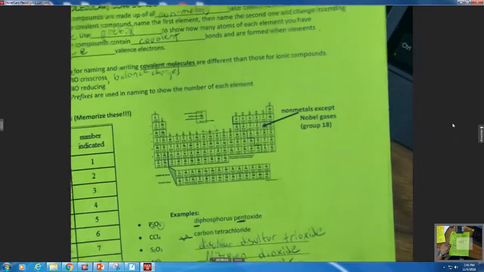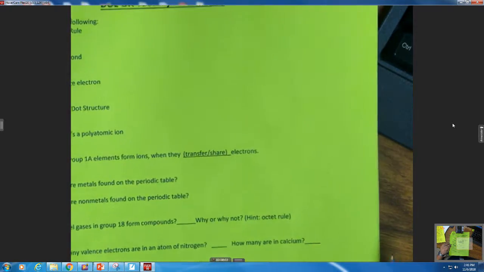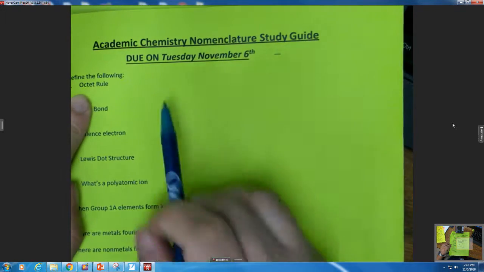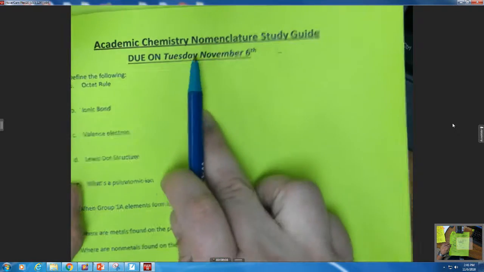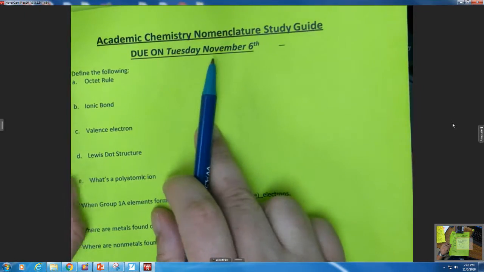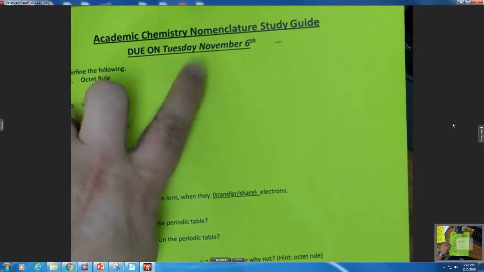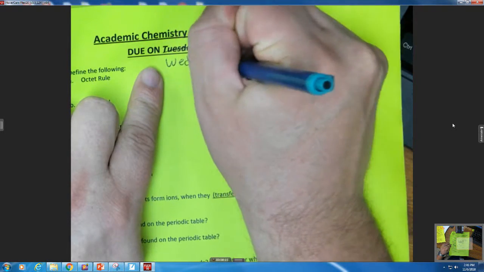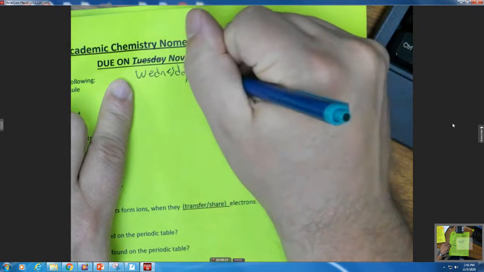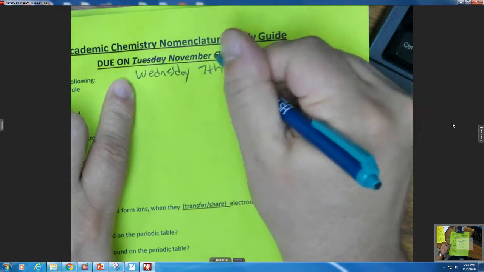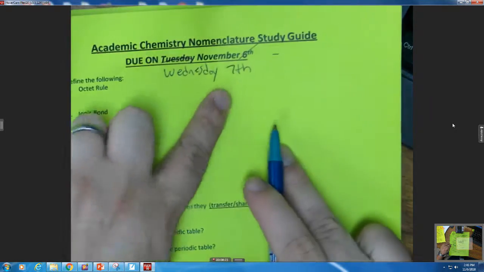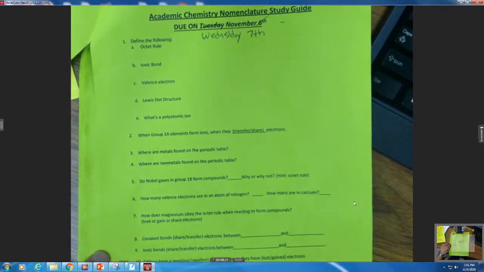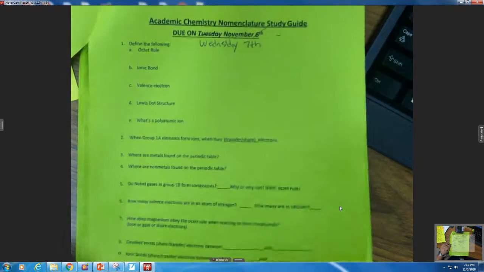All right, so just a reminder again, the test coming up is on Wednesday. This review says it's due today, Tuesday, but since I was out yesterday and I know a lot of you missed the last couple of days, I will take this tomorrow on the test day. I will accept this Wednesday, November 7th. It is 2 pages, so page 17 and 18.